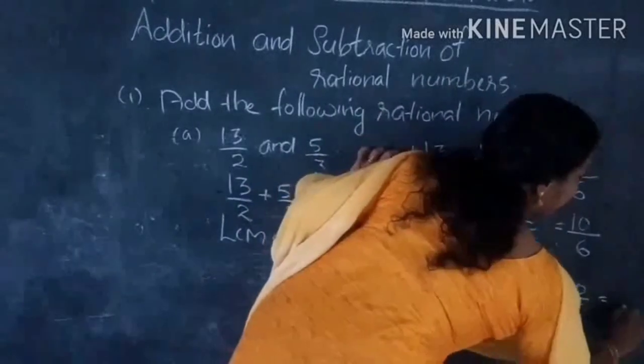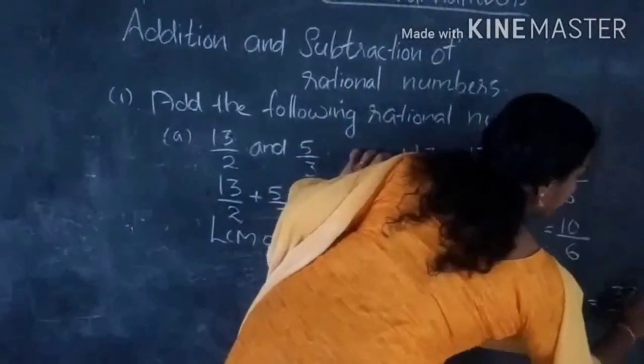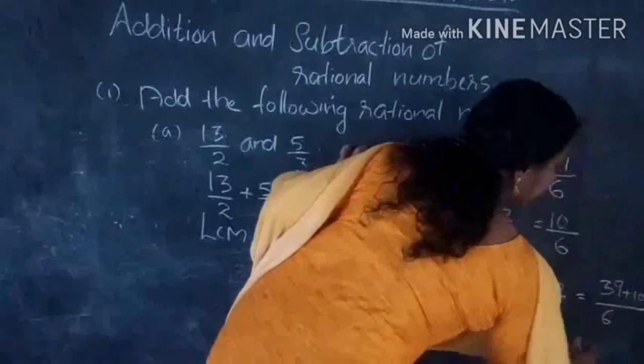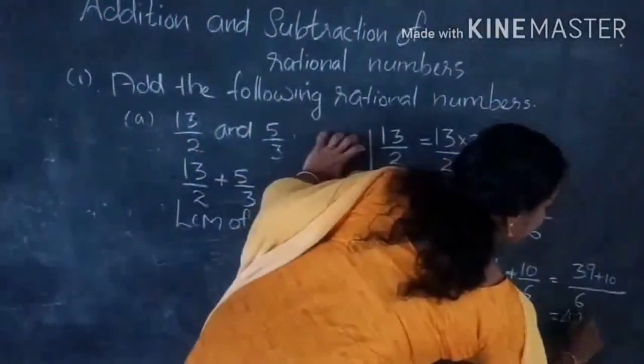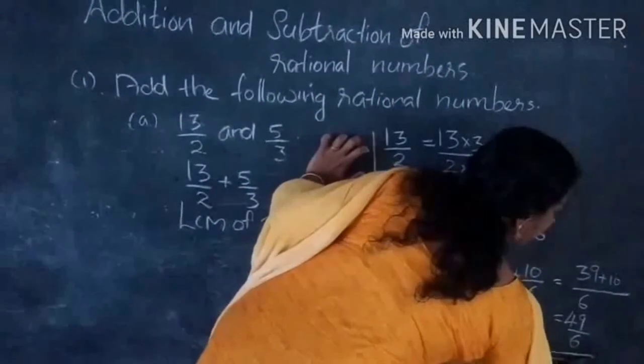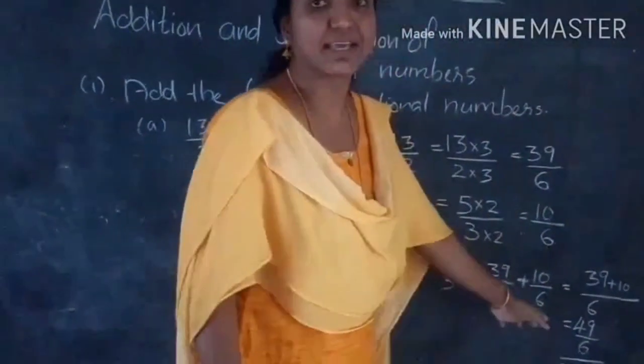Here the LCM is the same, so we add the numerators. 39 plus 10 by 6. 39 plus 10 is 49. 49 divided by 6. The answer is 49 divided by 6.